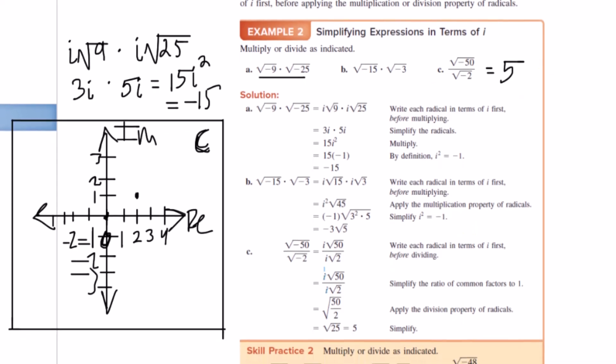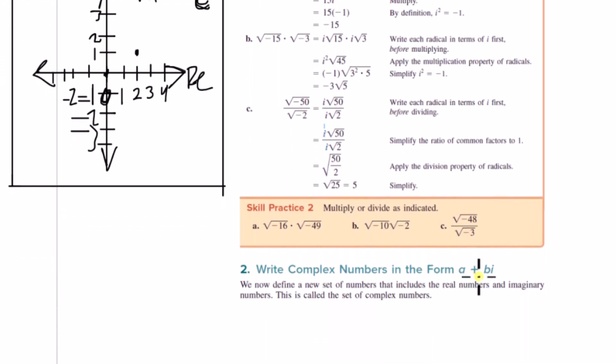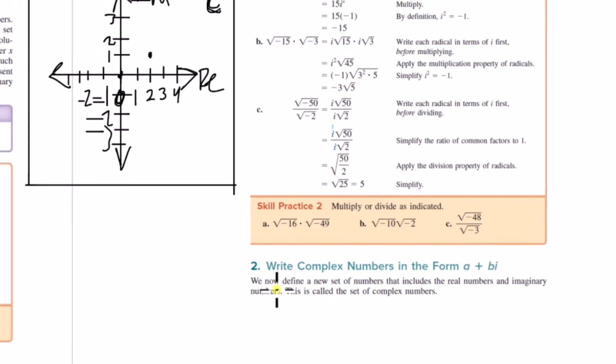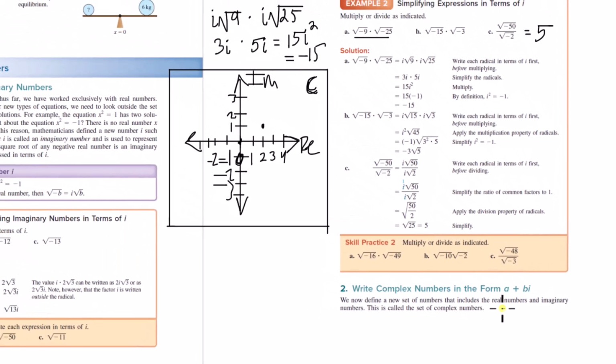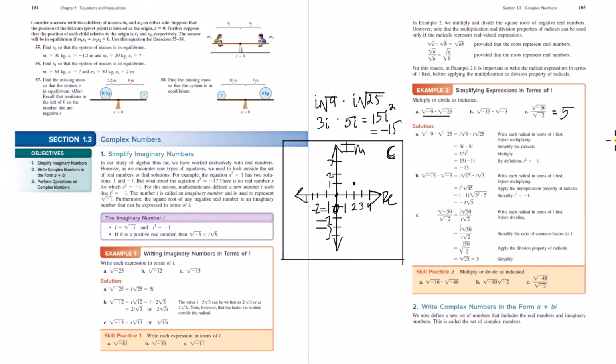Okay. So now here they go ahead and officially introduce complex numbers, which the textbook hasn't introduced yet. We just were introduced to imaginary numbers, the pure imaginary number. But here they officially introduce complex numbers. So we define a new set of numbers that includes the real numbers and imaginary numbers. This is called the set of complex numbers.